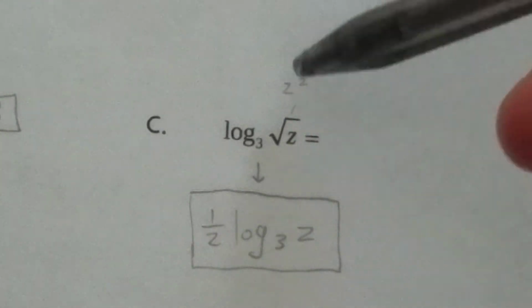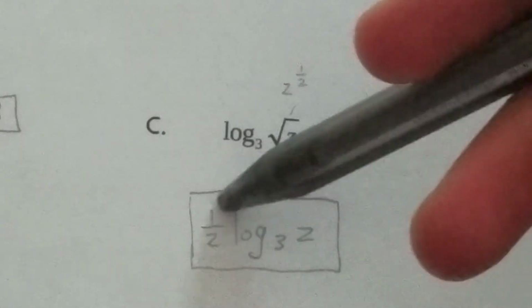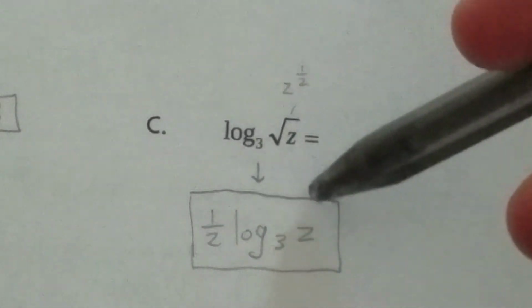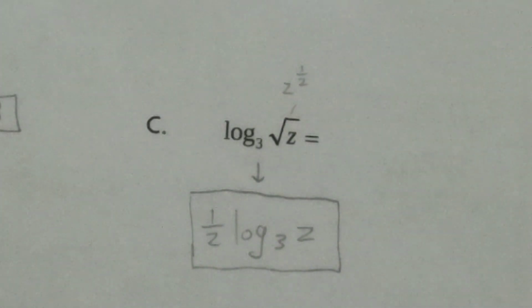What you do with your fraction is you always put it out front. Now you have a fraction at the front: 1/2 log base 3 of z. That's all it is. That's how you get your answer right there, and that's the most expanded form you can put these simple problems in.